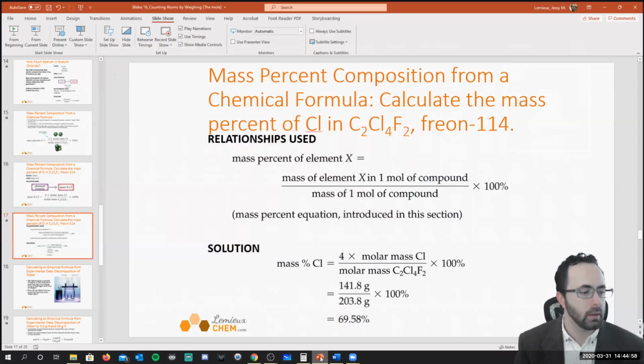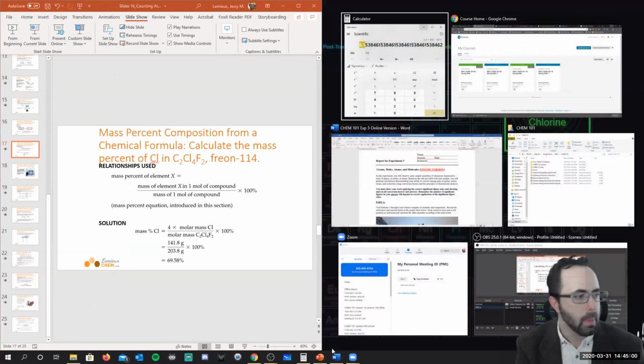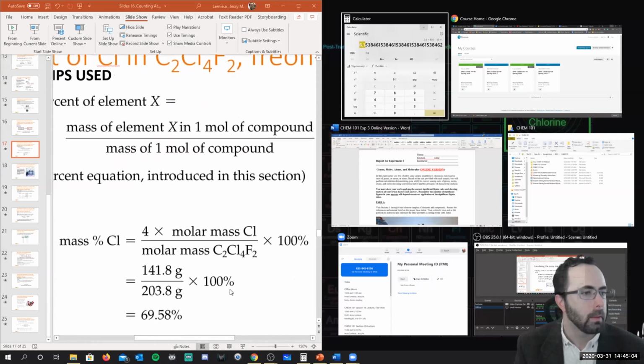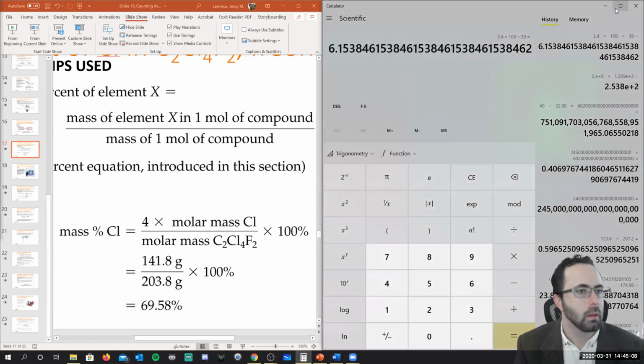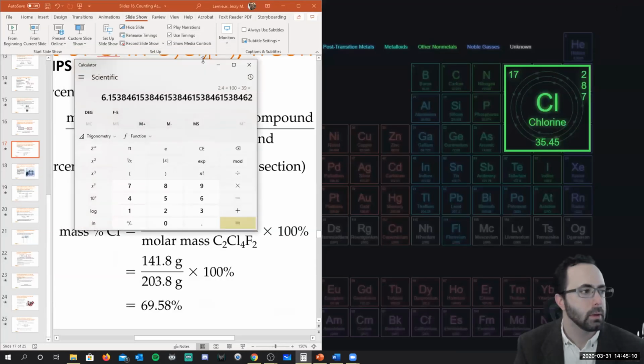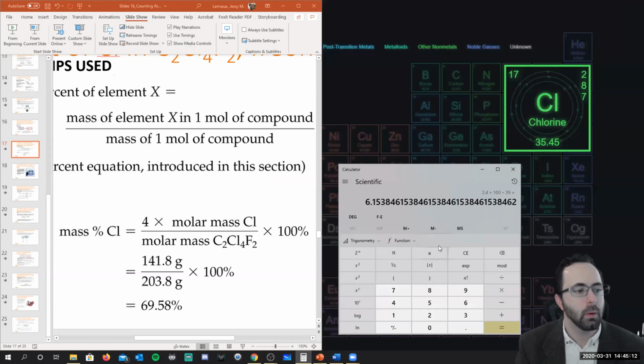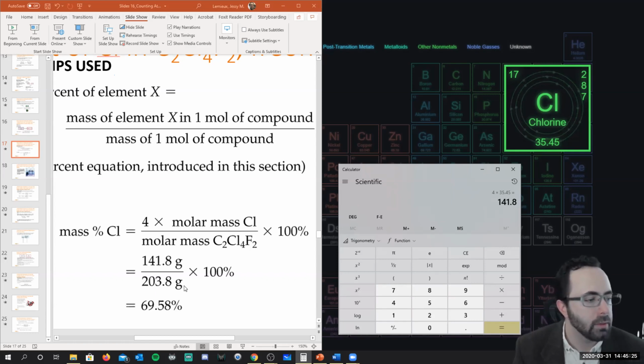I'm going to put the slide on the side here. Okay. So we want 4 times that. So 4 times 35.45 gives us 141.8 grams. And then we need to divide by the molar mass of C2Cl4F2.